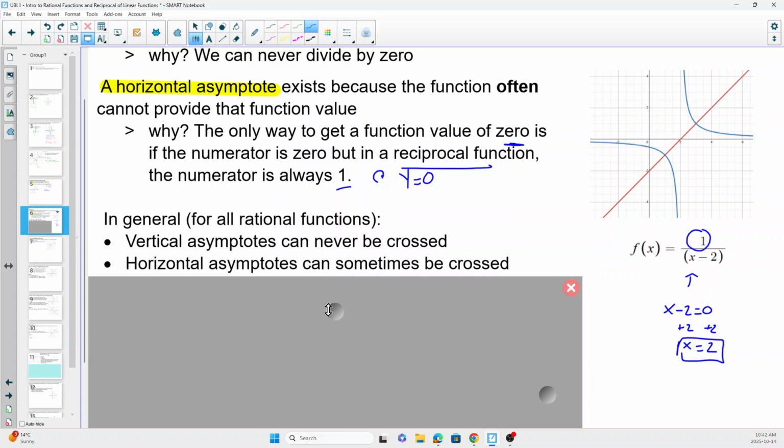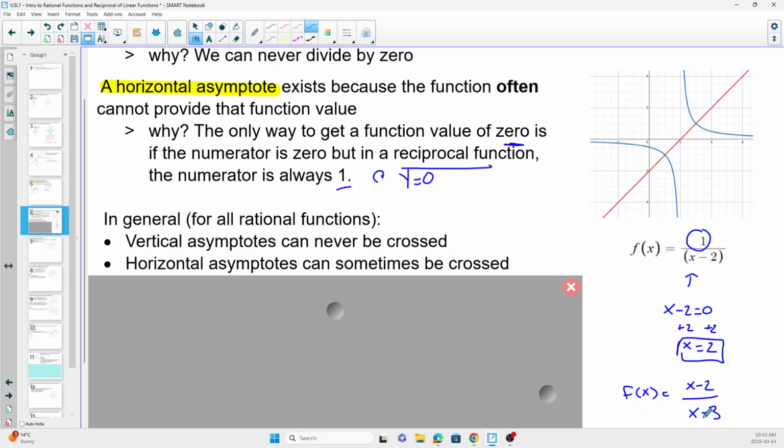Horizontal asymptotes can sometimes be crossed. Okay, in this case, it can't be. We can never have a function value of 0 because it's just not possible, because we can't divide by 0 and the numerator is not 0. But what if we were dealing with a different rational function, and we're going to get to this in a couple lessons, but what if it was x minus 2 divided by x minus 3, for example?